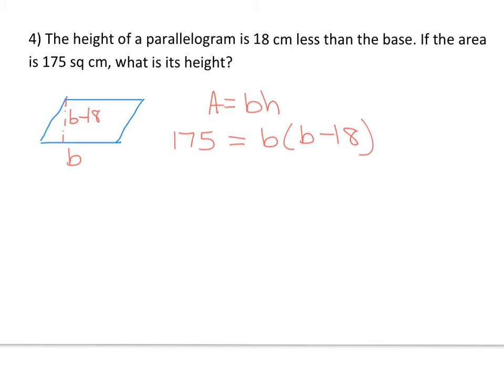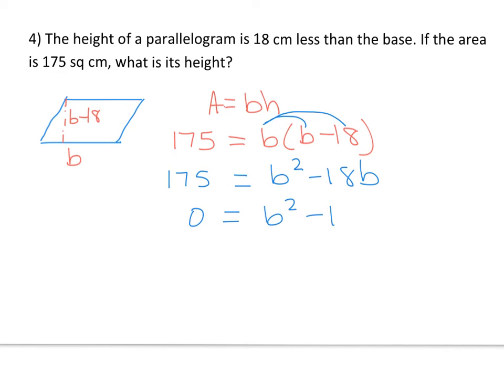So what I'm going to do is distribute the B so I can make it look like a quadratic, and then I'm going to refactor. So right now I've got 175 equals B squared minus 18B, and now I'm going to set it equal to 0. So I'm going to have 0 equals B squared minus 18B minus 175, and I'm subtracting the 175 over to the side. Okay? All right, so now, again, we're back to the same thing we've been looking at.